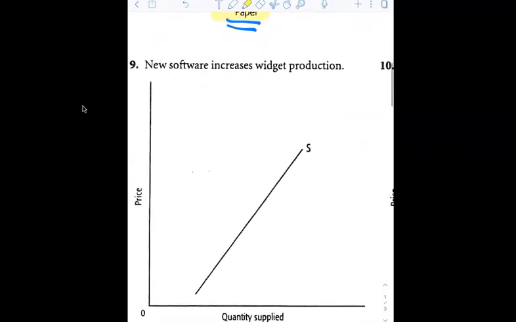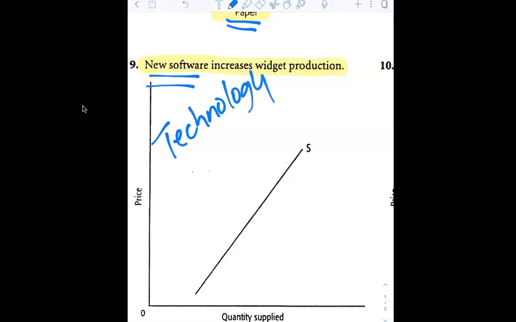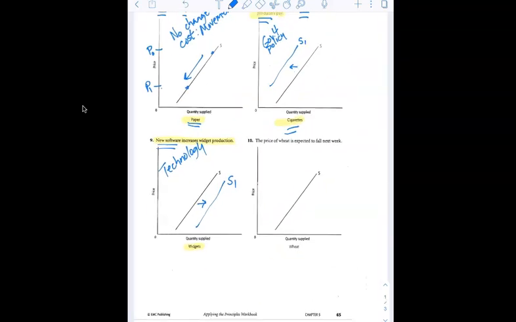Number 9, we're producing widgets. And there's new software out there that increases widget production. So if we're looking at, is that causing a shift? Well, yeah, it is. It's reducing the cost to produce it. So we have a technological advance that's going to allow us to increase our production. So supply curve for widgets will shift to the right. So we draw a new curve, label it S1.